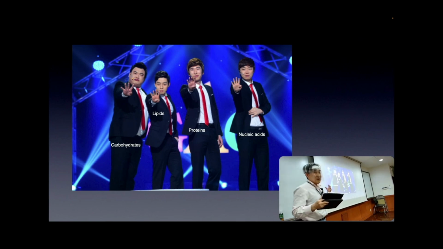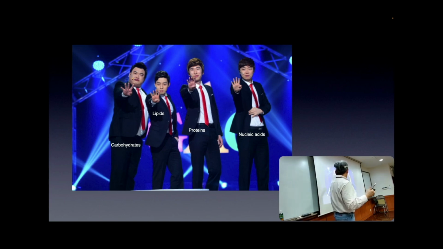So, my own version of a comparison of each of the four major macromolecules is this. This guy represents the carbohydrate, I guess. And this guy, on the other hand, lipids, and protein, and nucleic acid. Why? Guess what?